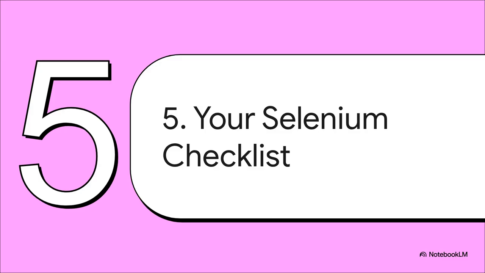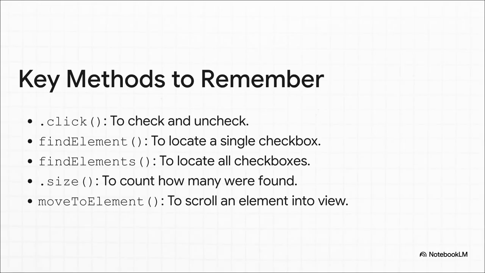All right, we have covered a ton of ground here, from clicking one little box, to finding all of them, to even dealing with scrolling. So let's do a quick recap with a handy checklist of the key commands you'll want to remember. These are the key players. You've got click to do the actual clicking. You use find element for one box and find elements for a whole group. Once you have a group, .size gives you the count. And if you can't see it, move to element is your best friend for scrolling it into view.